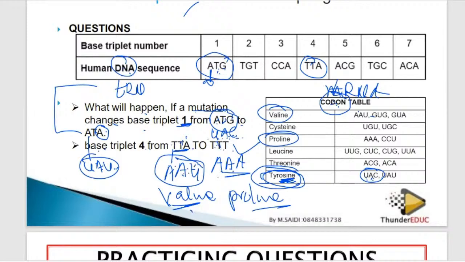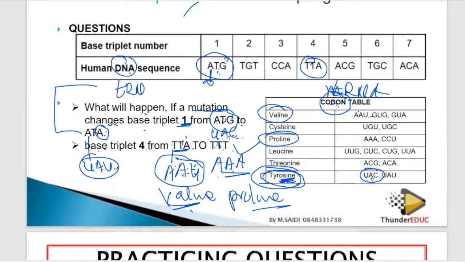So it means that now this will code for this, of which this code is for valine, and then this, you write this in full, that AAA, which codes for proline. Therefore, a different protein will be formed because of the different amino acid. That's scenario number 2. Scenario number 3.